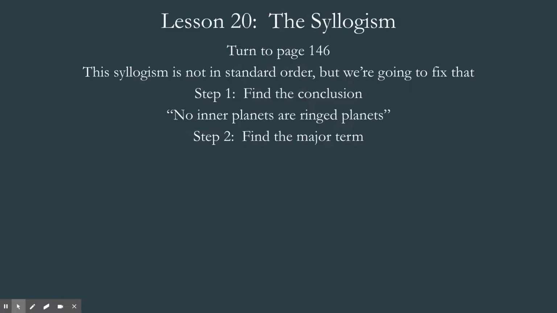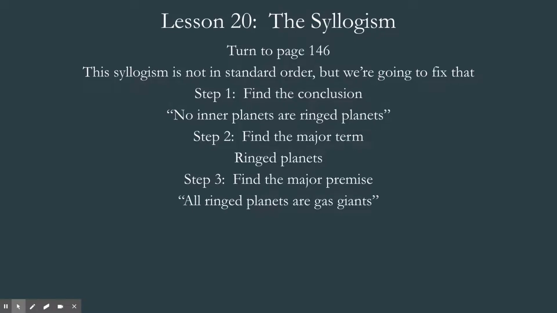Step 2 of our little process is find the major term. Hannah Duncan, what is the major term? Remember, the major term is the predicate. Ringed planets, because Hannah Duncan knows the major term is the predicate of the conclusion. So our major term is ringed planets. Step 3, find the major premise. Jackson? It's the first premise. The first premise. All ringed planets are gas giants, correct?